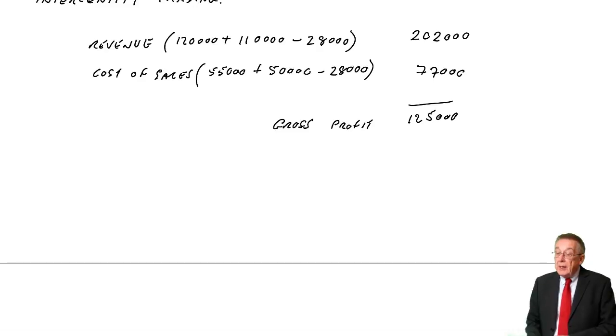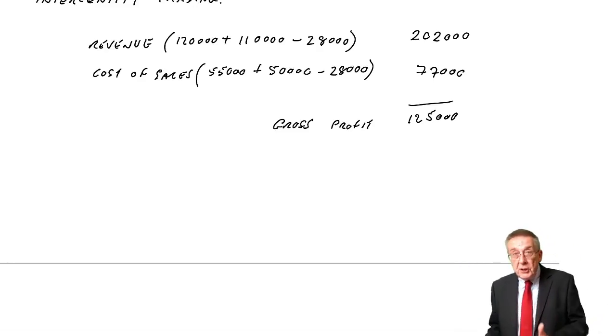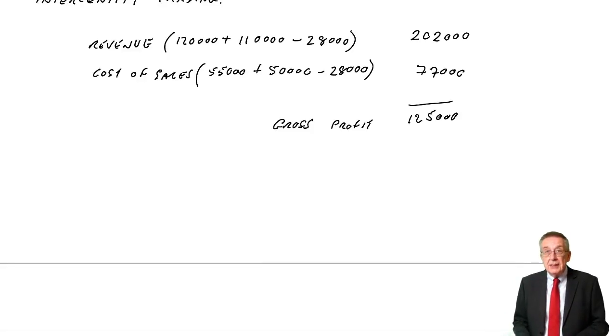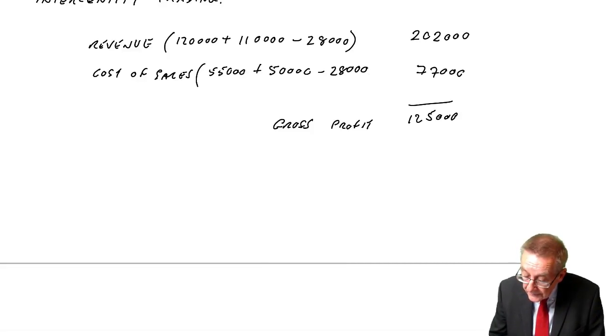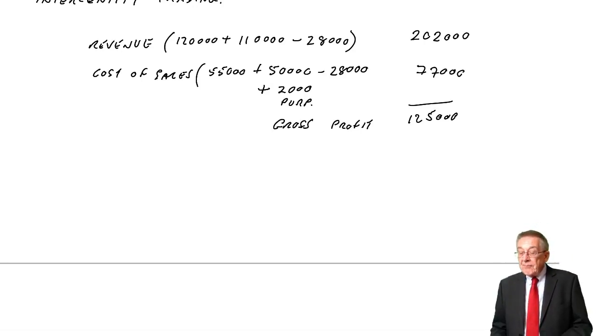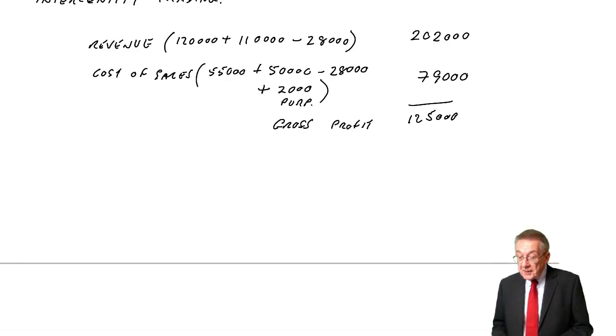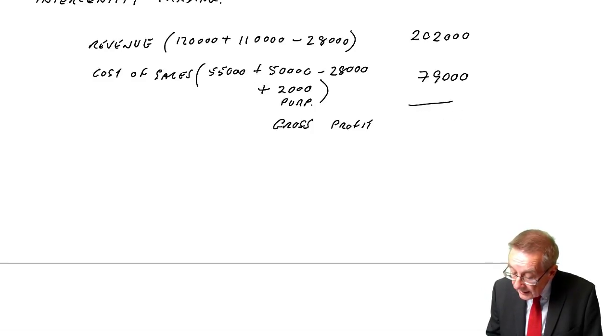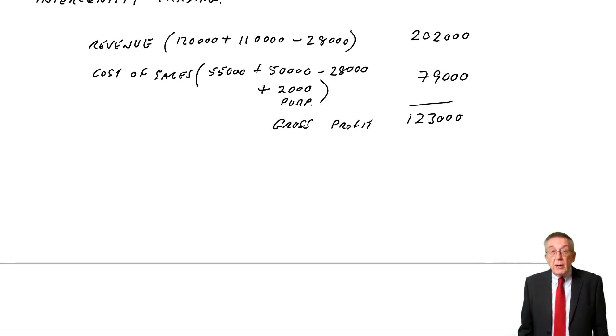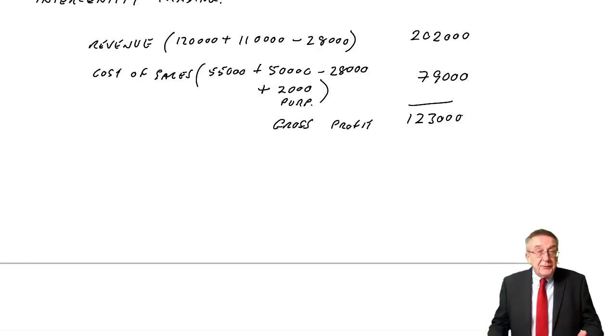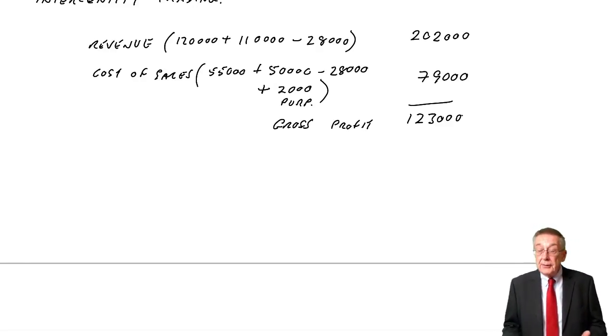Well, how are we going to deal with it? The way we deal with it is this. In order to reduce the profit, to take out that 2,000, we increase the cost of sales. We add the 2,000 provision for unrealised profit. That makes the cost of sales 2,000 higher, that's 79,000. And if the cost of sales is 2,000 higher, the gross profit will be 2,000 lower. So that's the way we deal with it. We have to take out the unrealised profit on the closing inventory.